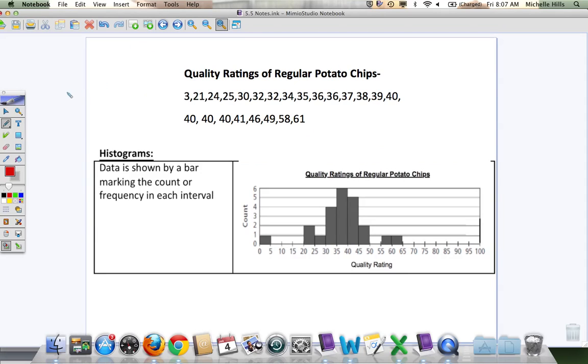Now the second kind of graph that we're going to look at is a histogram. So if I were to take this data and I wanted to graph it in a histogram, it looks in some ways like a bar graph, but we'll talk about the difference between those in just a minute. Each one of these bars represents the number of pieces of data here that falls in this interval.